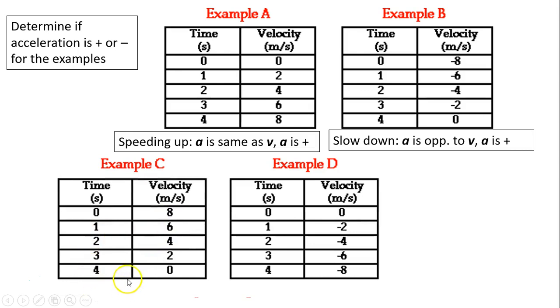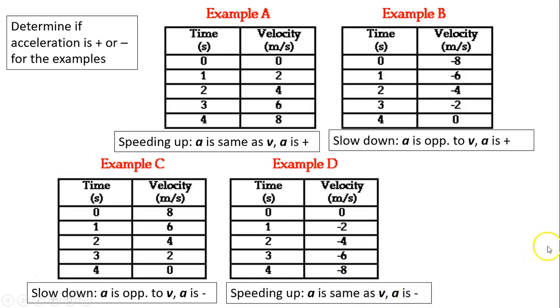Next two examples. You're slowing down in this case, opposite, so acceleration is negative. You are speeding up in the negative direction, you're speeding up, acceleration and velocity are the same. So velocity is negative, acceleration has to be negative.